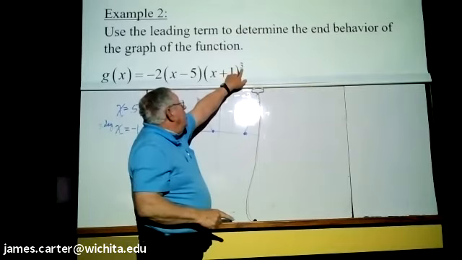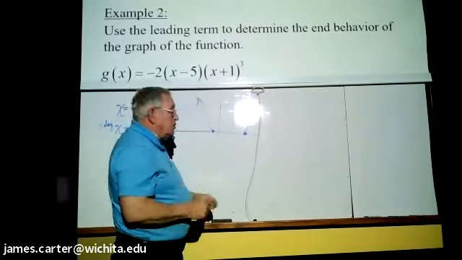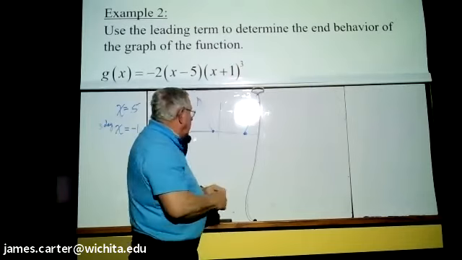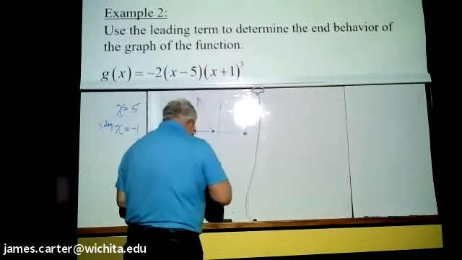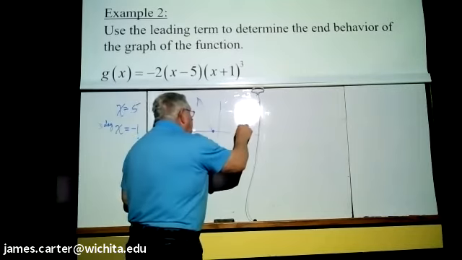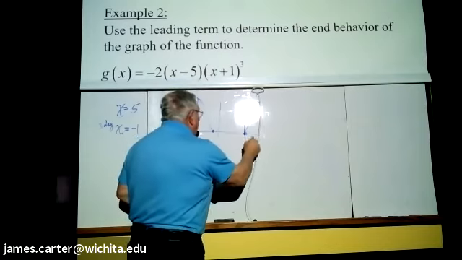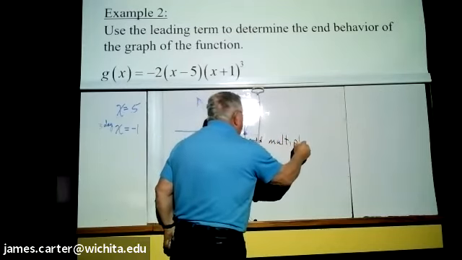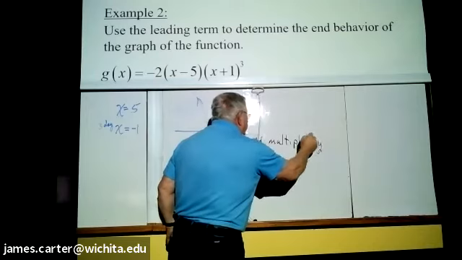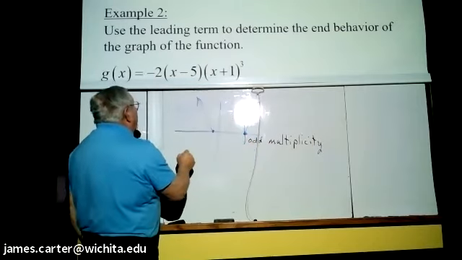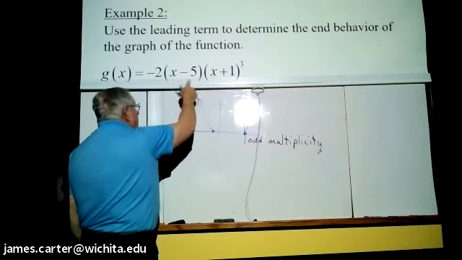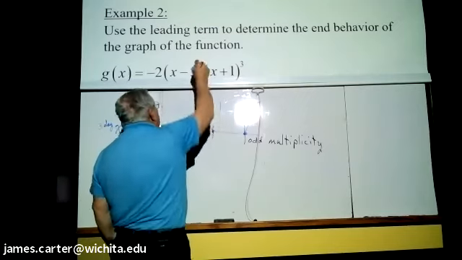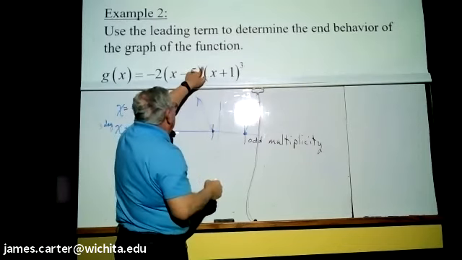Because this is an odd number, that also is something called multiplicity. And if it's an odd number multiplicity, then that tells us that this point is going to cross for an odd multiplicity. Okay. Now, this one is also going to be a crossing one. Why? Because there is a hidden one right there, which is an odd number.